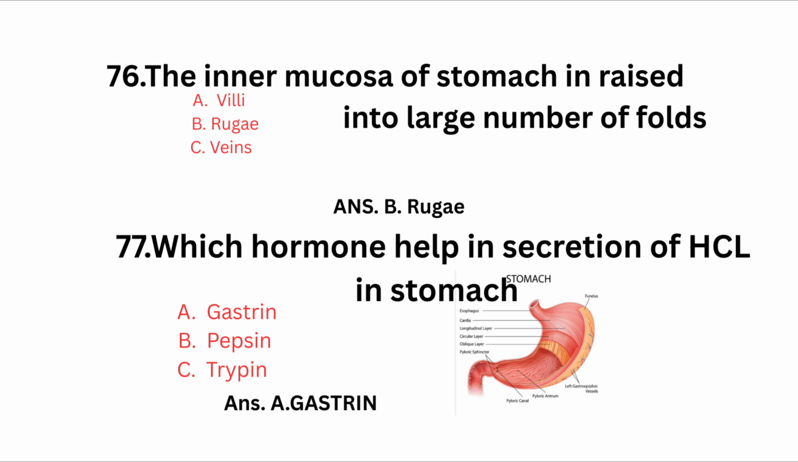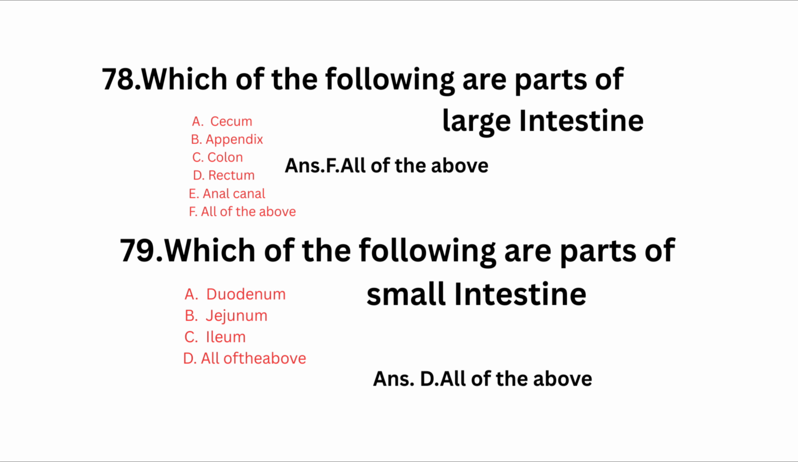It starts with gastrin. 78. Which of the following are parts of large intestine? A. Cecum. B. Appendix. C. Colon. D. Rectum. E. Anal canal. F. All of the above. And the answer is F. All of the above.